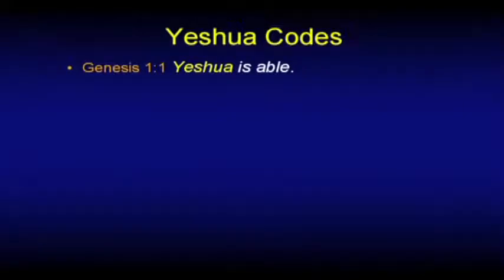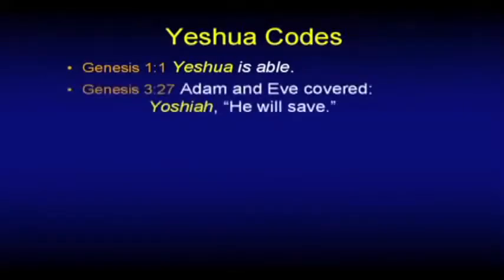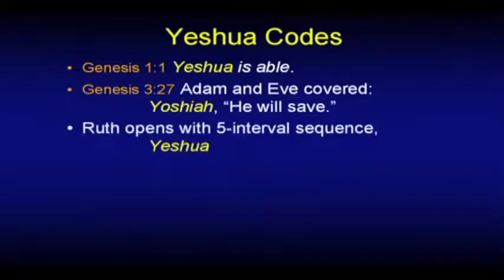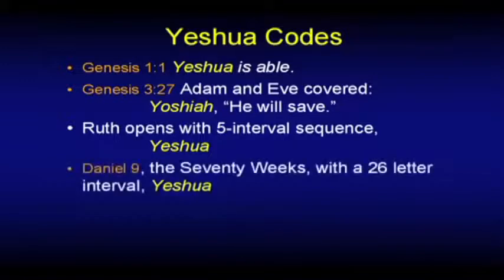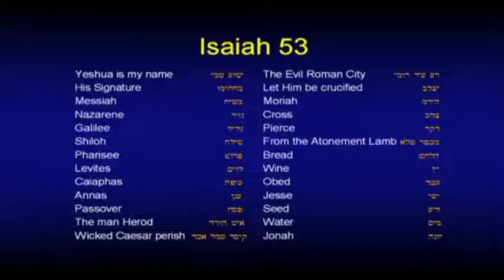Genesis 1:1, Yeshua is Abel, is in the Hebrew. Genesis 3:27, Adam and Eve covered, Josiah, he will save. Ruth opens with a five interval sequence, Yeshua. Daniel 9, the 70 weeks, has a 26 letter interval of Yeshua. The name Yeshua is all through the Bible. Isaiah 53, many people would call it the Holy of Holies of the Old Testament. Encrypted in this short little chapter, Yeshua is my name, his signature, the Messiah, the Nazarene, the Galilee, Shiloh, Pharisee, Levites, Caiaphas, Annas, Passover, the man Herod, wicked Caesar perish, evil Roman city, let him be crucified. It goes on and on and on.